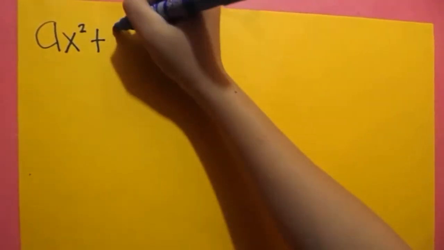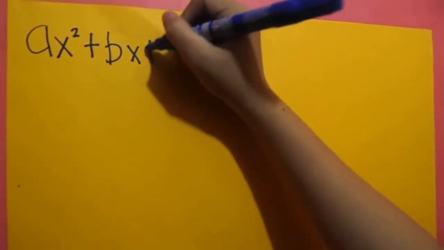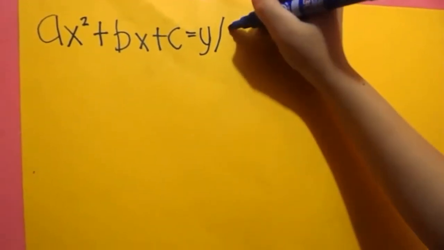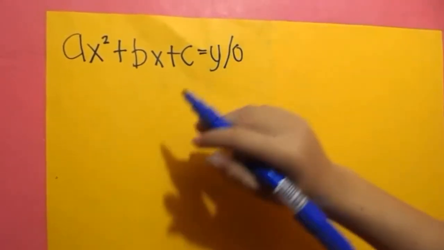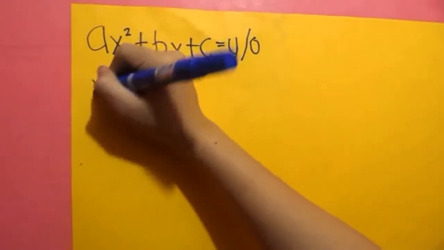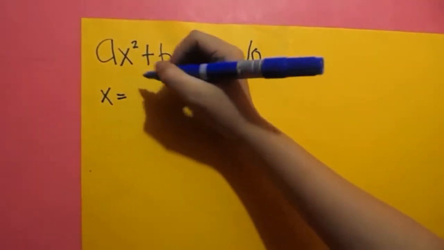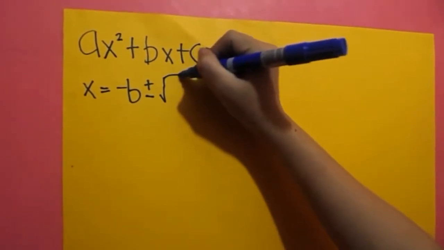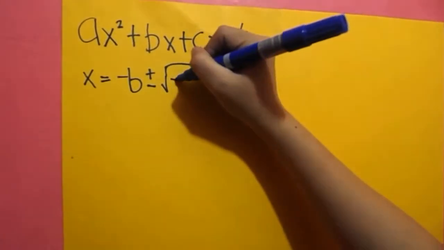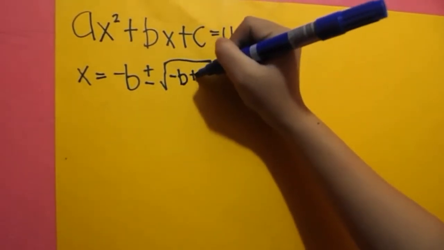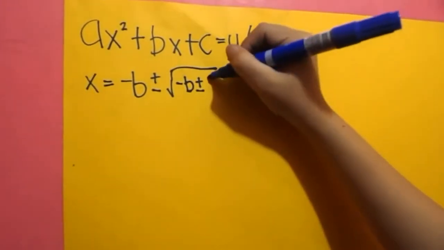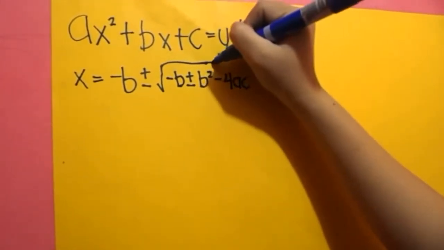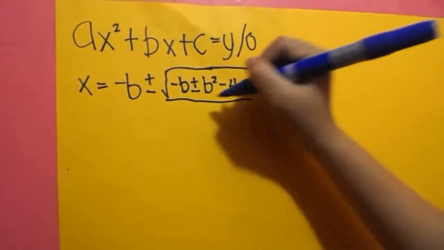Again, ax squared plus bx plus c equals y, or more specifically equals 0. The value of x is given by x equals negative b, positive or negative square root of b squared minus 4ac, over 2a.